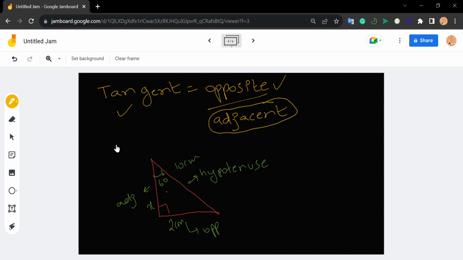So what I'm going to do is we're going to write the thing down. So tan 60 degrees equals opposite, which is 2 centimeters, divided by adjacent, which we don't know, so x. So we can swap both of these. x equals 2 divided by tan 60 degrees.